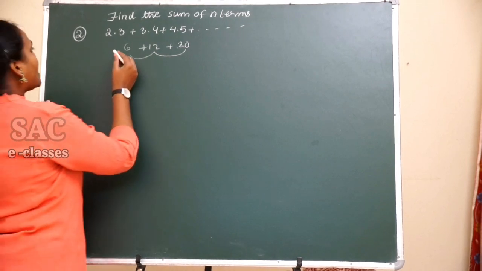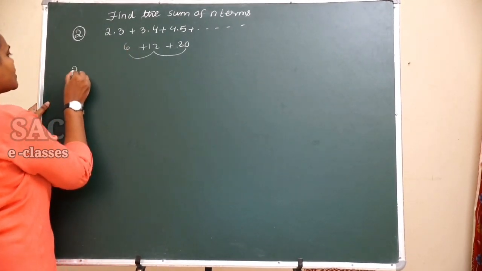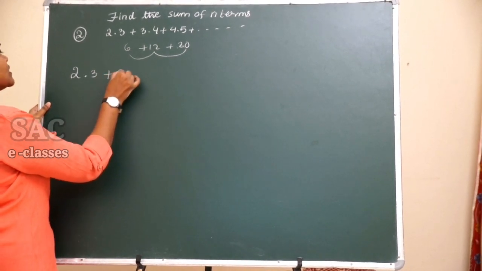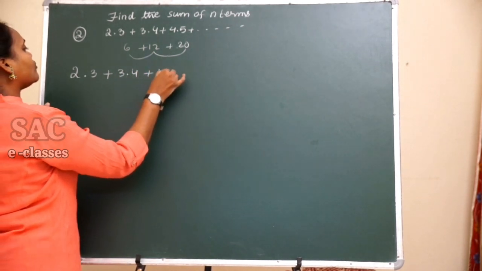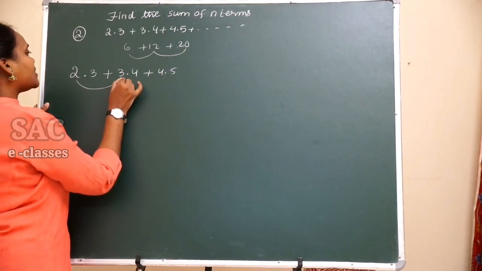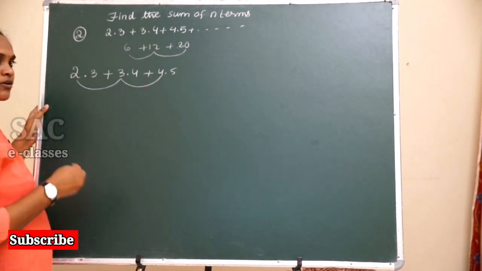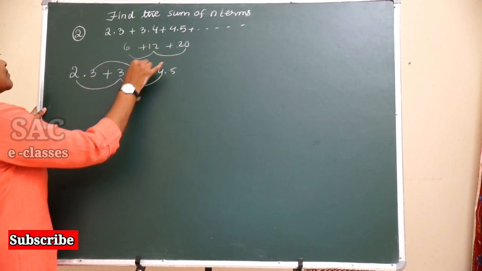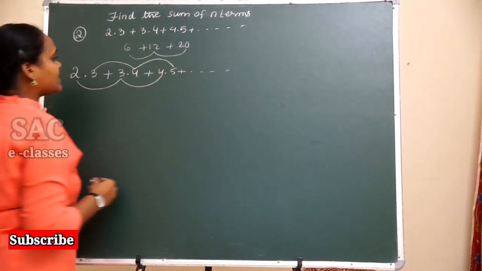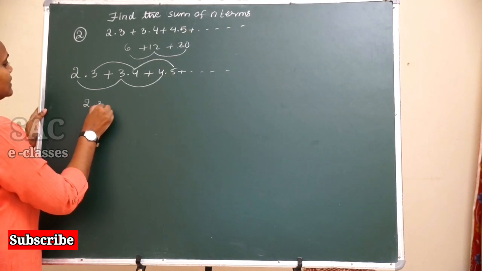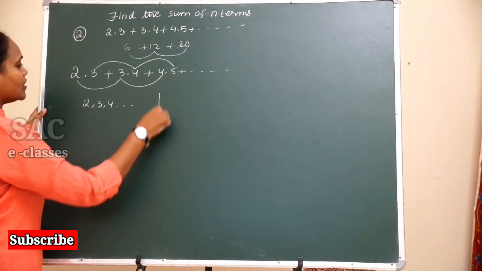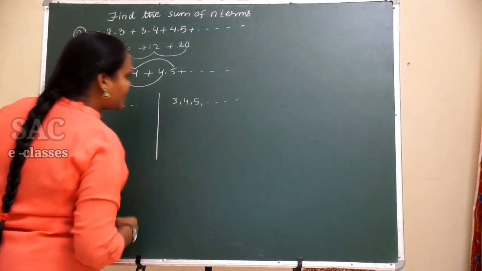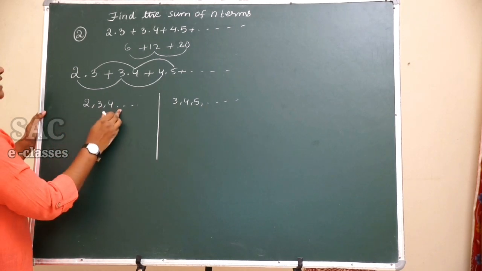So first of all, observe the given series. What is the given one? You have to treat the dot as a multiplication: 2 into 3 plus 3 into 4 plus 4 into 5. Now take the first terms as one set of terms, and the next terms in the series as another set of terms. So 2, 3, 4 are one set of terms, and 3, 4, 5 are another set of terms. Clearly these are in AP.